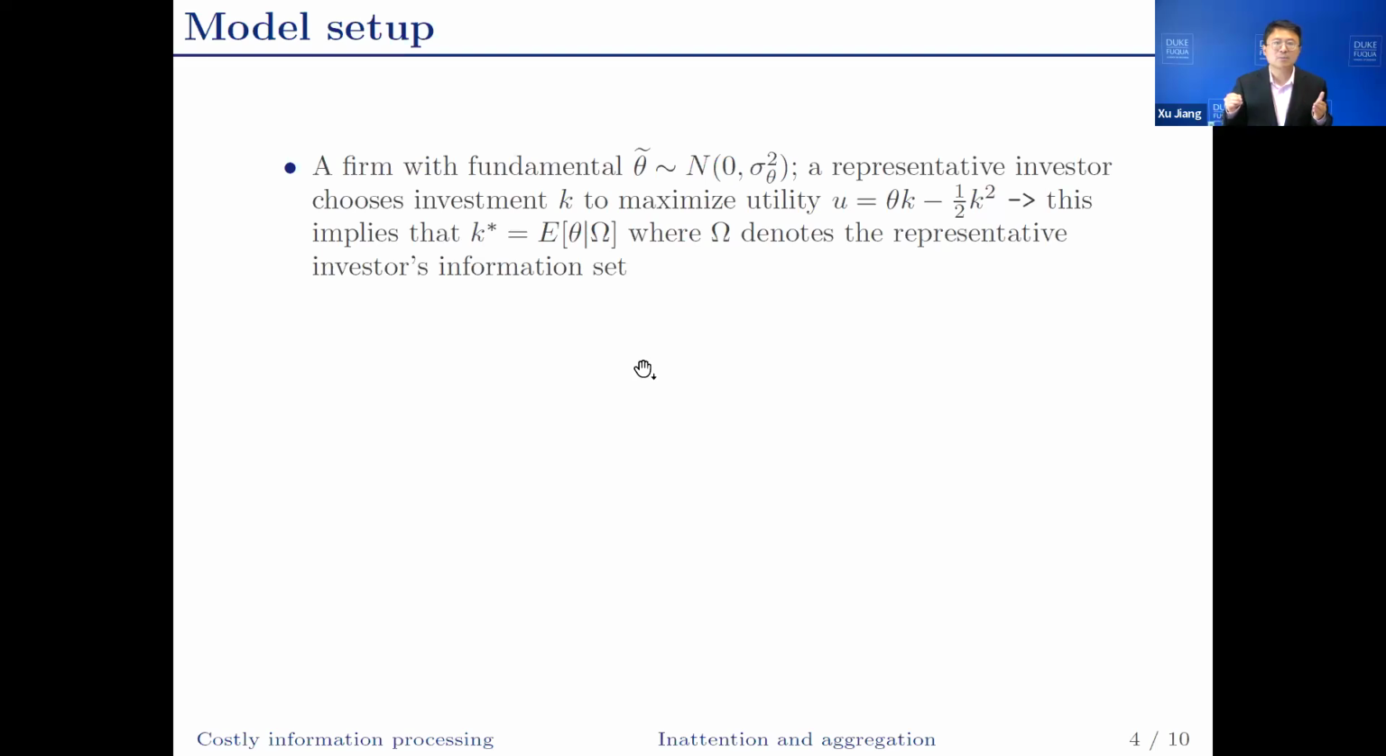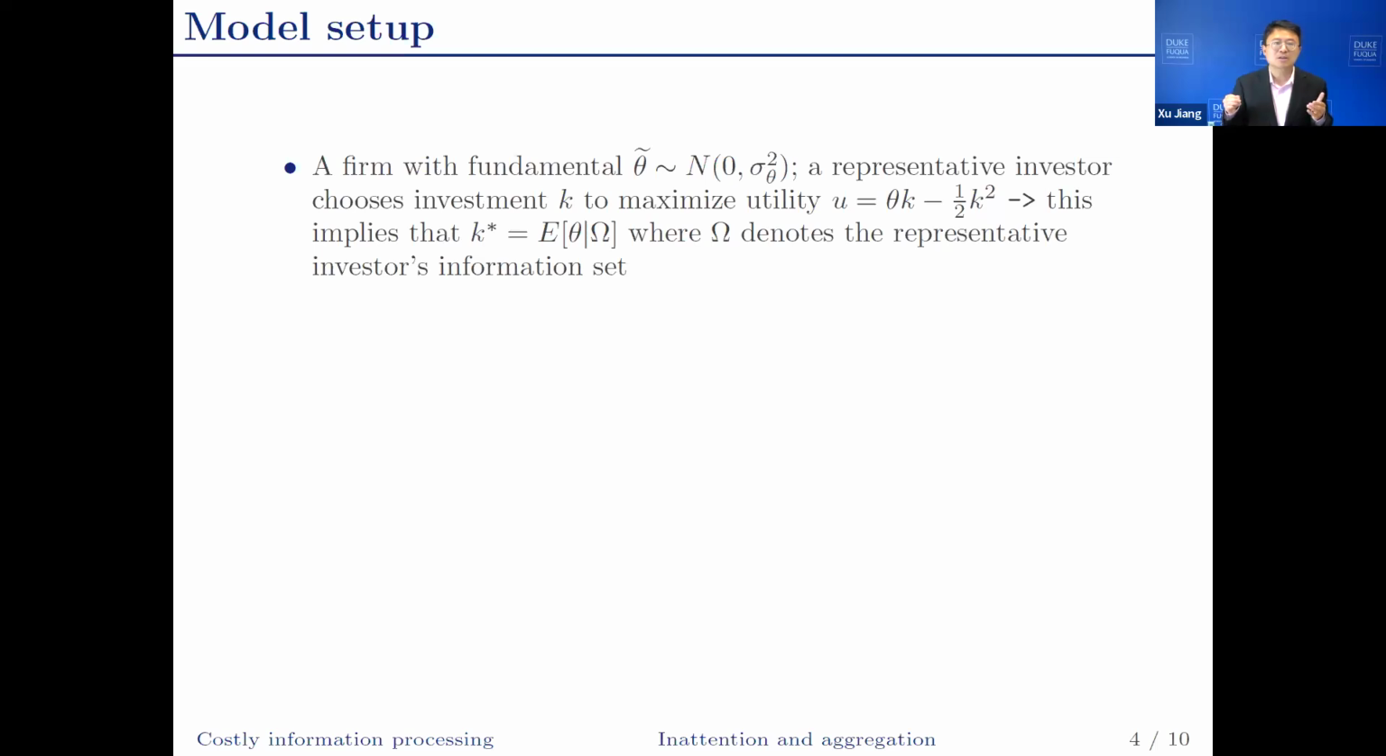Now let's look at the setup of the model. It's a typical single investor decision-making setting. There is a firm with fundamental theta that is normally distributed with mean 0 and variance sigma theta squared. There is a representative investor. The investor chooses the amount of investment k to maximize the utility, which is theta k minus 1/2 k squared, which means that the optimal investment would be the expected value of theta conditional on the representative investor's information set.